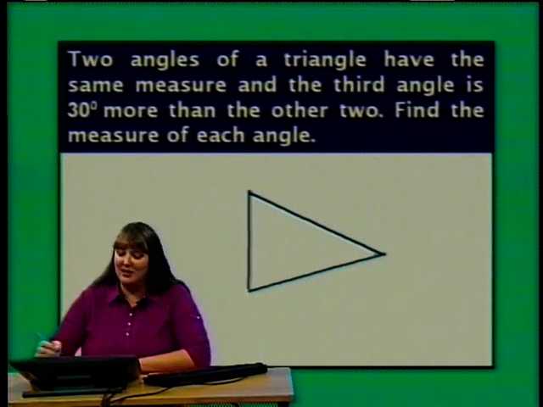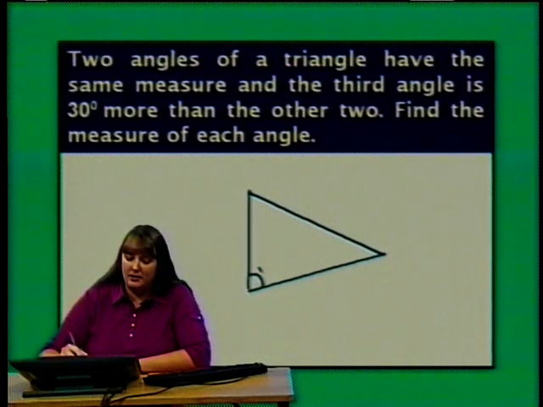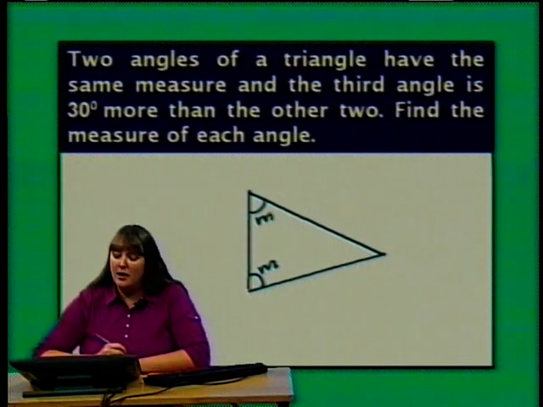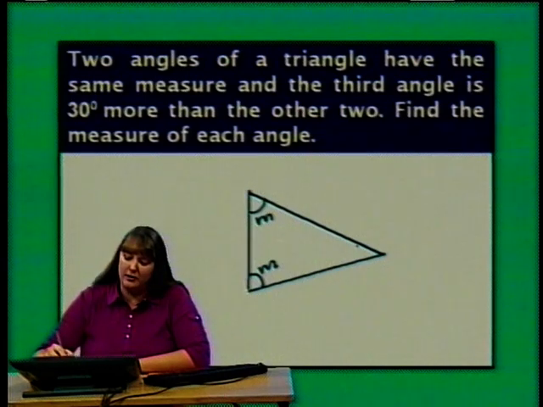Close enough. So I'm going to assume that these are the two angles that have the same measure. I'm going to label those M. And I'm told the third angle is 30 degrees more than the other two. More than makes me think add, so I need to add 30 degrees to M. So this angle I'm going to label as M plus 30.